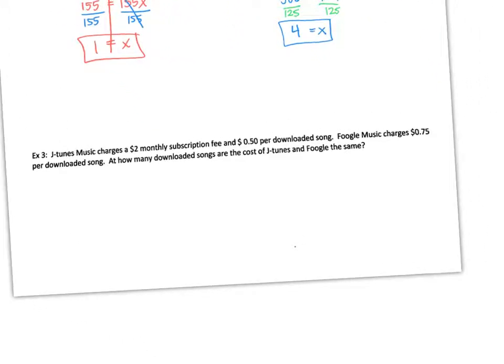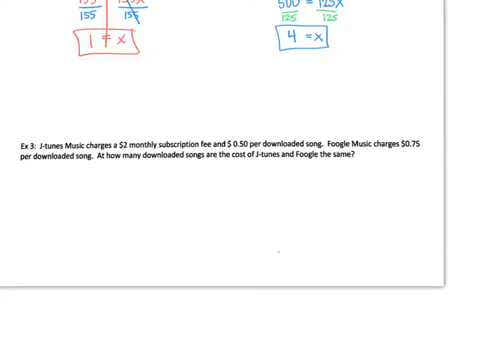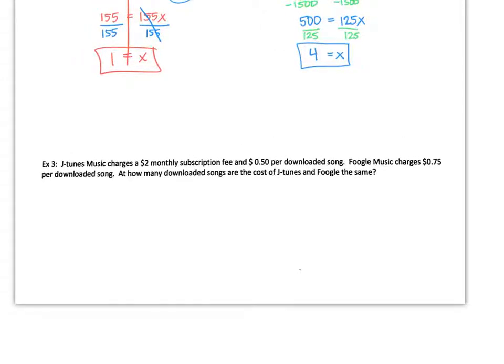JTunes Music charges a $2 monthly subscription fee and 50 cents per downloaded song. Fugal Music charges 75 cents per downloaded song. At how many downloaded songs are the cost of JTunes and Fugal the same? So, how many downloaded songs means that is our variable. That's our X or our D or whatever variable you want to use.